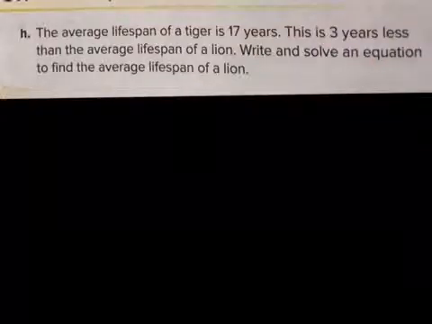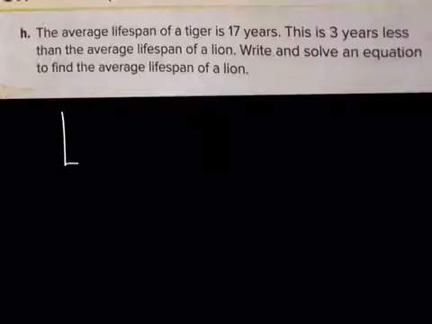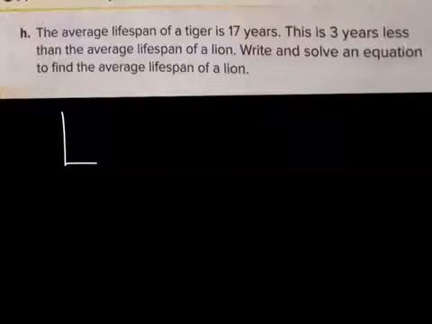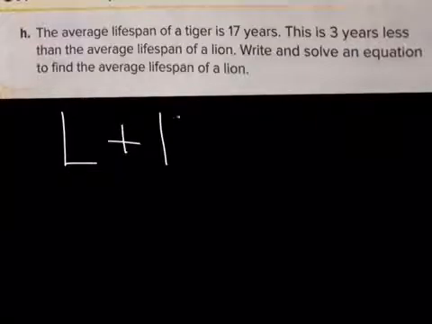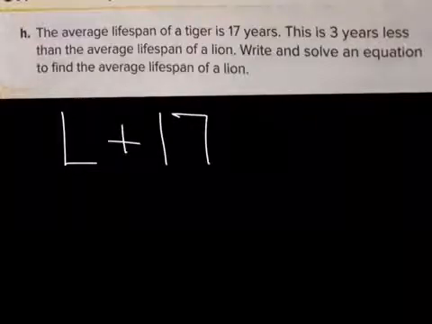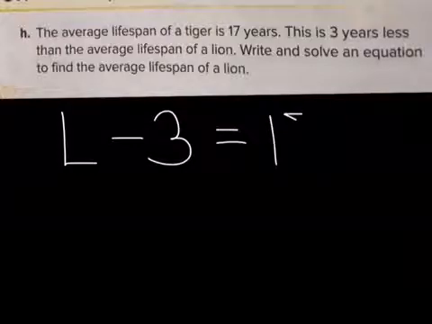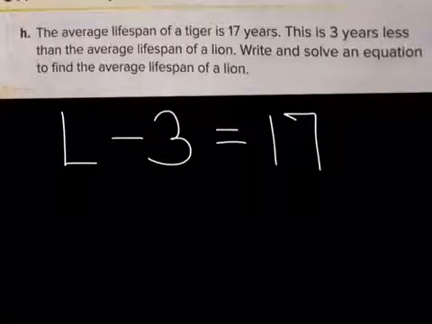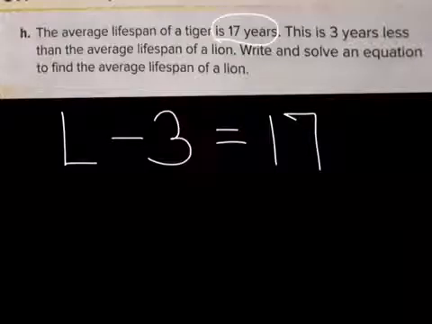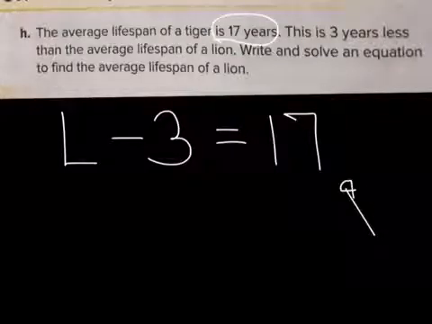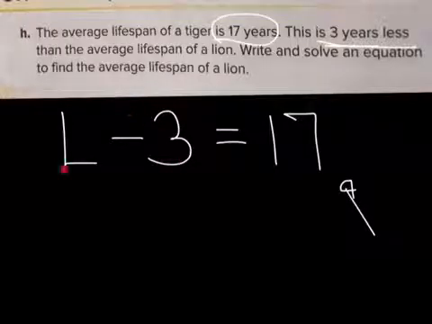So we're going to write an equation. I know that the lion, I'm going to use an L for lion as my variable, plus 17, right? Oh no, sorry. Minus 3. Lion minus 3 is 17. Does that make sense? Because it's saying that 17, right here, is 3 years less than the lion. So there's our 3 years less than the lion.